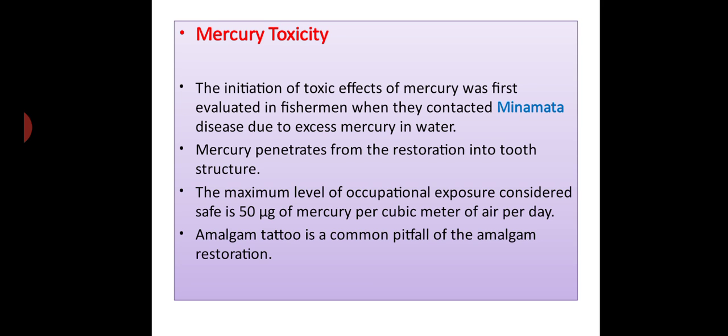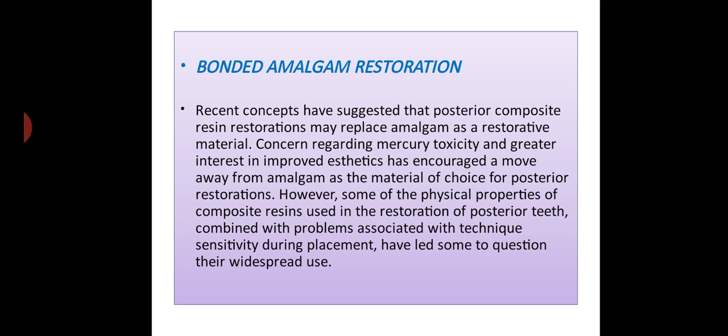Amalgam tattoo is a common pitfall of amalgam restorations. Now come to the bonded amalgam restorations. Recent concepts have suggested that posterior composite resin restorations may replace amalgam as a restorative material. Concern regarding mercury toxicity and greater interest in improved aesthetics have encouraged a move away from amalgam as the material of choice for posterior restorations. However, some of the physical properties of composite resins used in the restoration of posterior teeth, combined with the problems associated with technique sensitivity during placement, have led to some questions about widespread use. Thank you.